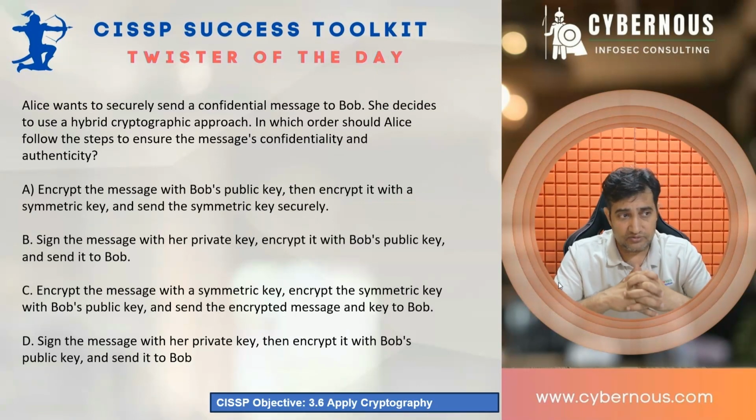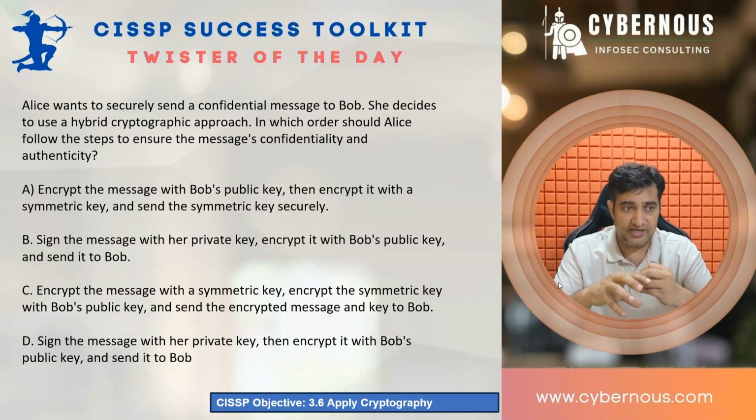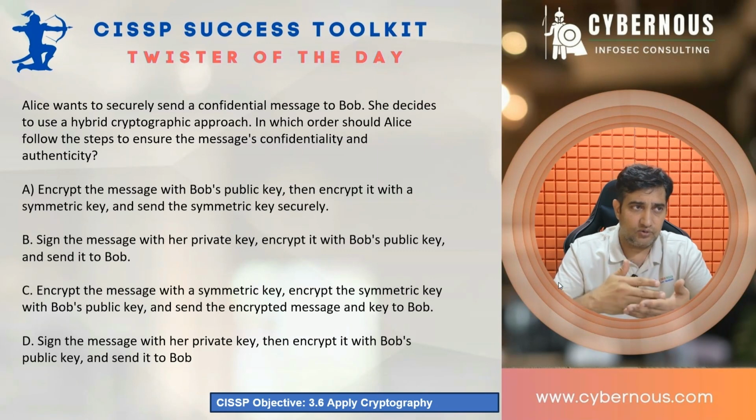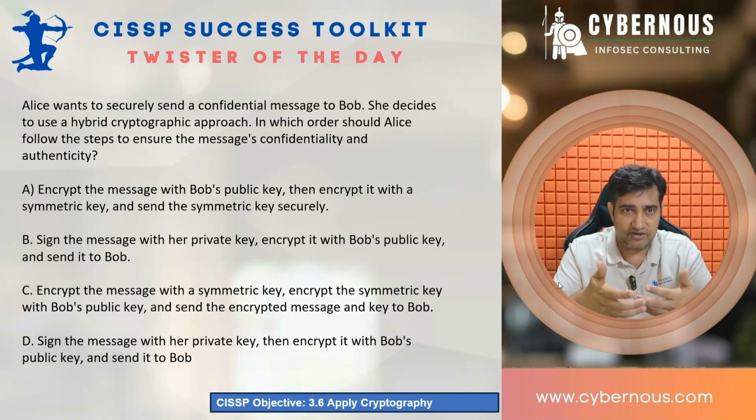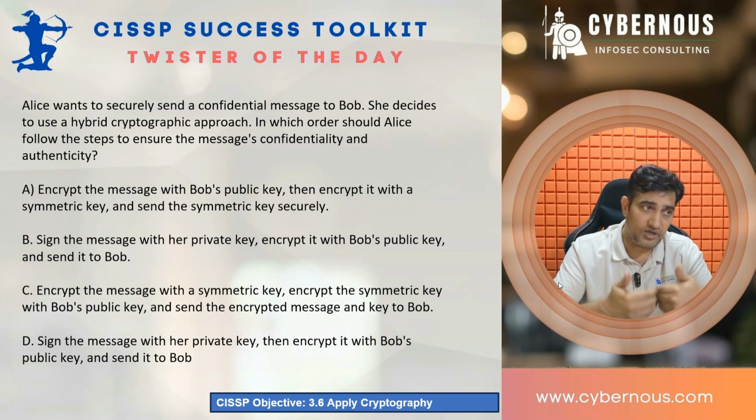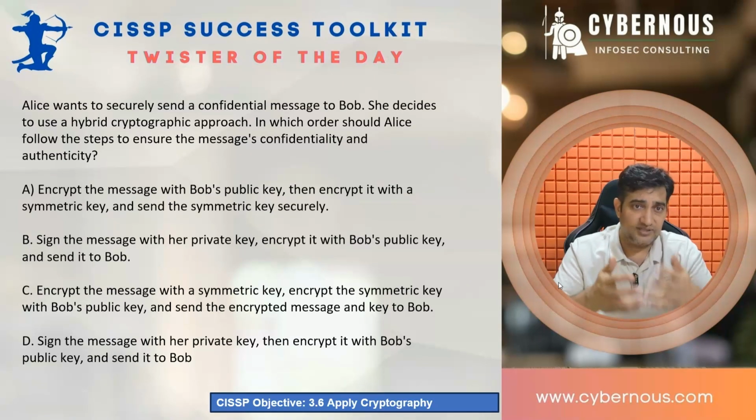D is also not the answer because it says sign the message with her private key, then encrypt it with Bob's public key and send it to Bob. They're not talking about digital signature here. It is a normal email communication, and you want to use hybrid cryptography to make sure confidentiality and integrity are taken care of. So C is the right answer in this particular question.